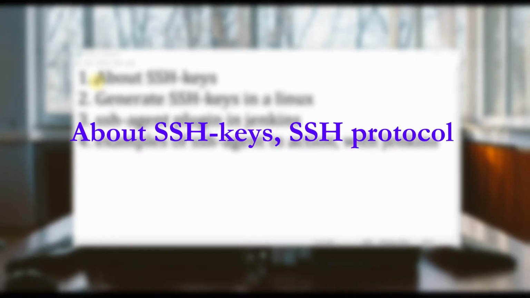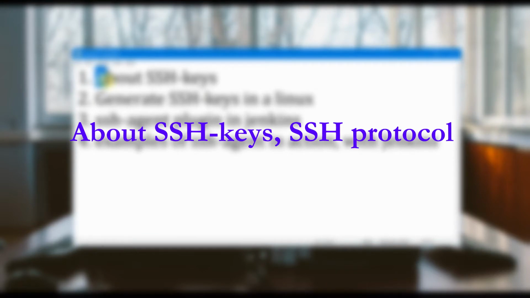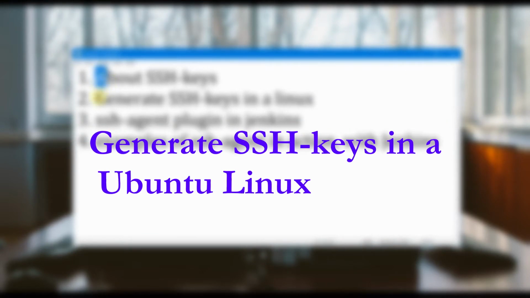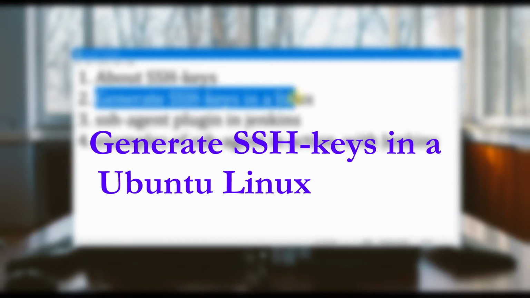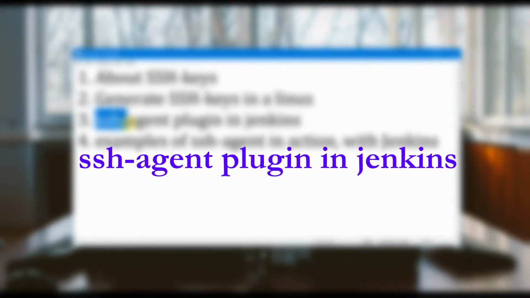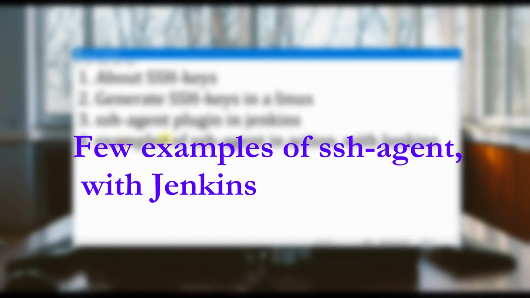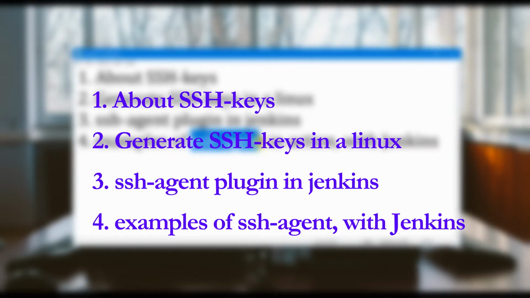First, we are going to understand about SSH keys. I'm going to keep it really simple, in super layman terms. Secondly, we will generate SSH keys in a Linux machine. We can do that in a Windows machine, but I think it's easier to do it in a Linux machine. Third, we'll use the SSH-Agent plugin in Jenkins, actually in a Windows machine. I mean, the Jenkins will be running in a Windows machine. You must know this properly, else SSH keys might not work whether you connect to GitHub or other such services. Fourth, we'll see a few examples of SSH-Agent in action with Jenkins running in my Windows machine.